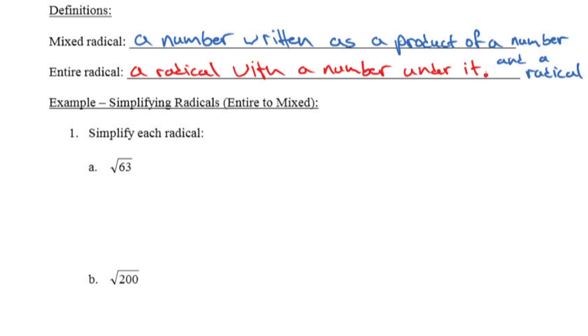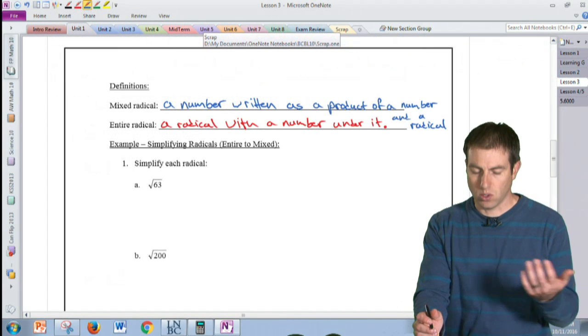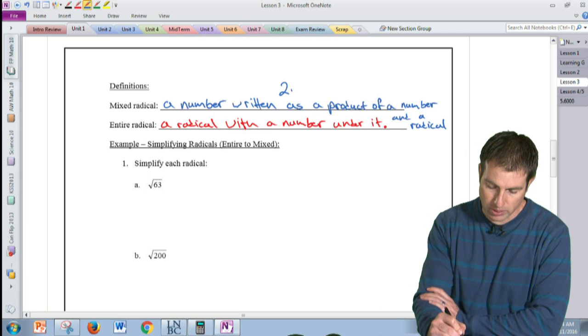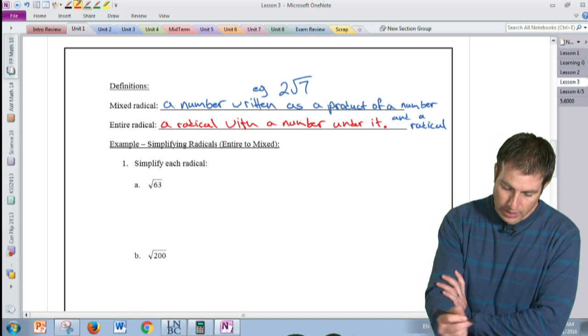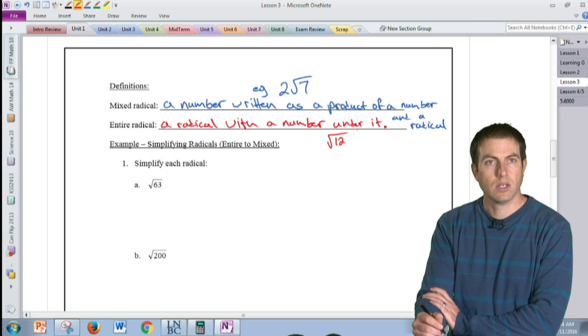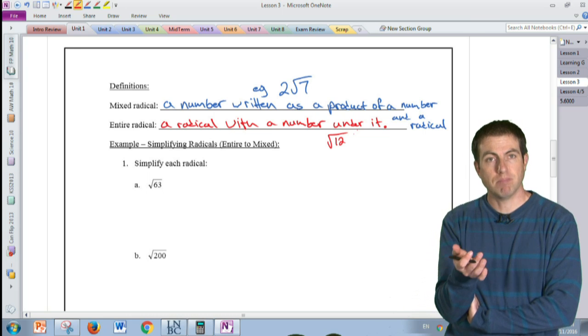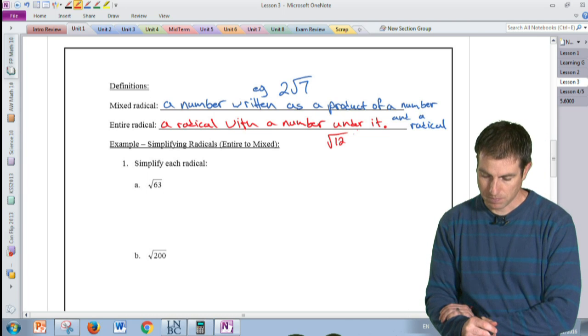So maybe let's look at a couple examples of these before we move on. A mixed radical is a number written as a product of a number and a radical. So we could write something like 2 times the square root of 7. That would be a mixed radical. An entire radical would be like the square root of 12. If we put a number in front of it, mixed radical, no number in front of it, it's an entire radical.